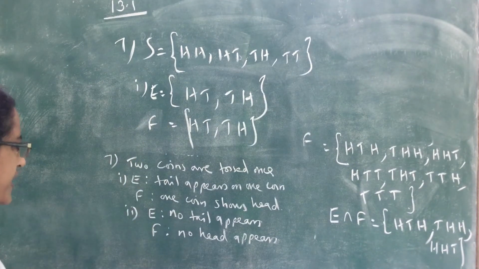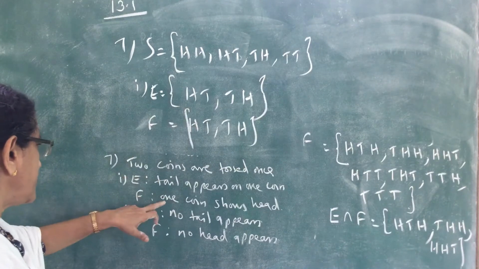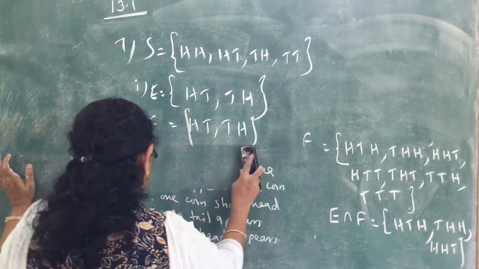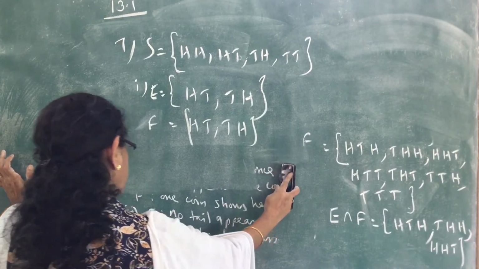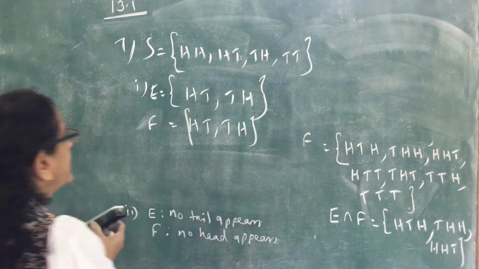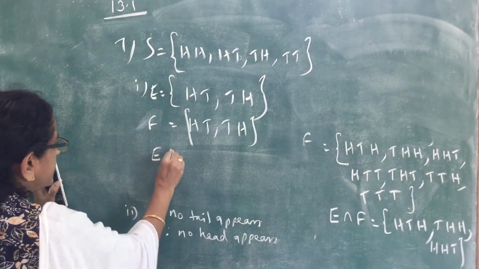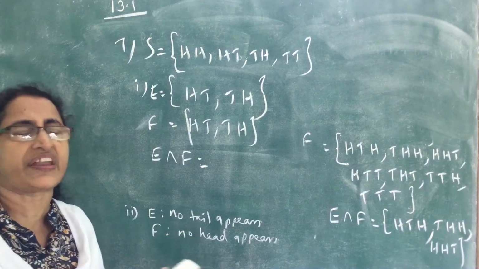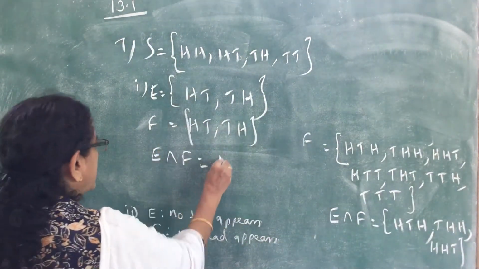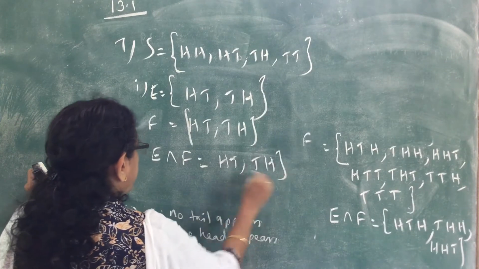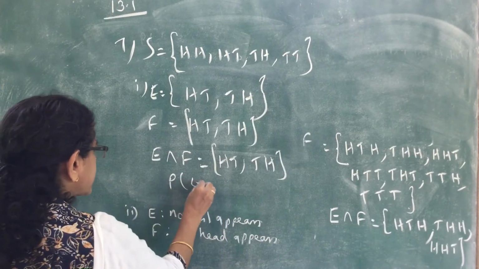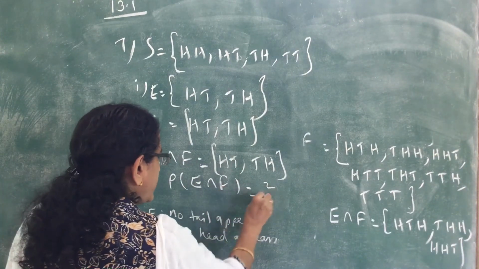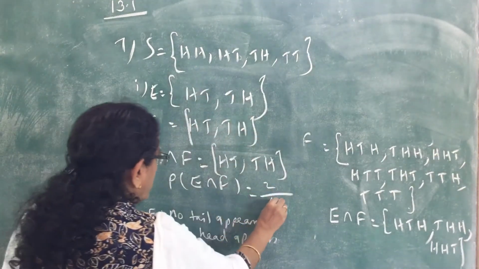E: tail appears on one coin. F: one coin shows head. So both are the same. Then what is E intersection F? Here also we have to find the probability of E given F. E intersection F is the same thing, HT, TH. So the probability of E intersection F equals the number of E intersection F, 2, divided by the number of S, 4, that is 1 by 2.